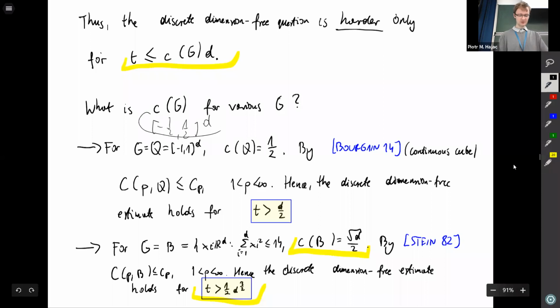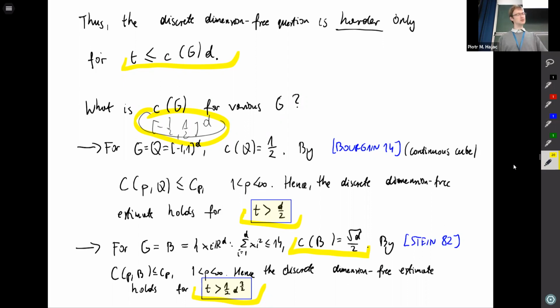So for this reason, one can easily compute that C of Q is 1/2. So it means that for the cube, the question is hard only here. So in a way, for the cube, it's easier to transfer. For the ball, it's harder to transfer. Depends on the set, how hard it is to transfer the estimates.